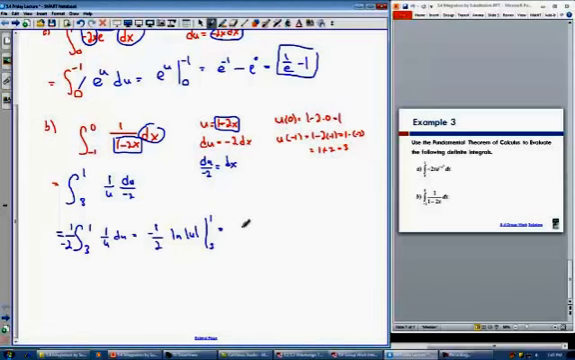I plug in the limits of integration, so I get minus 1/2 ln absolute value of 1 minus a minus 1/2 ln absolute value of not 1 but 3, because I plug in the lower limit here. So absolute value of 3. And now this term is 0 because ln of 1 is 0, and then minus a minus is a plus, so what I get is plus 1/2 ln of what? Ln of 3, because absolute value of 3 is just 3.